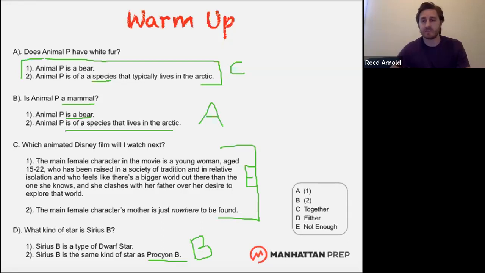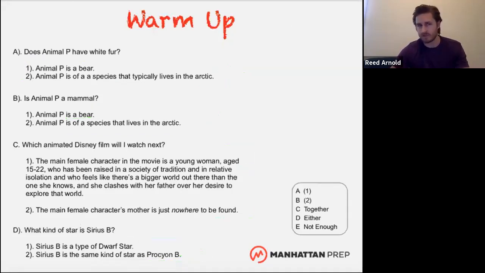So the comments here are on this form. Yes, we don't know what Procyon B is. It does not tell us what kind of star Procyon B is, but this would be enough information if we knew Procyon B, that Sirius B is a white dwarf star. We would look up Procyon B, it's a white dwarf. Oh, Sirius B must be a white dwarf. This is about logical sufficiency, right? And the fact that we might not know all the facts doesn't mean a statement is logically insufficient.